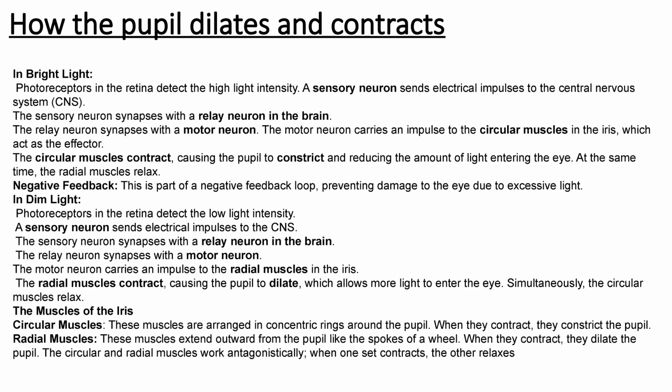The muscles of the iris are of two types, circular muscles and radial muscles. The circular muscles are arranged in concentric rings around the pupil. When they contract, they constrict the pupil. Radial muscles extend outward from the pupil like the spokes of a wheel. When they contract, they dilate the pupil. The circular and radial muscles work antagonistically. When one set contracts, the other relaxes.